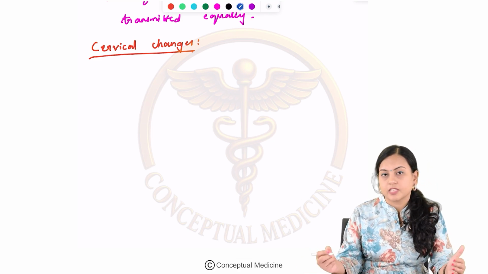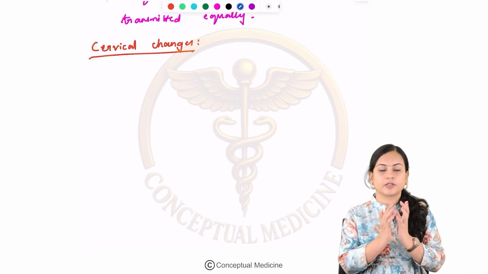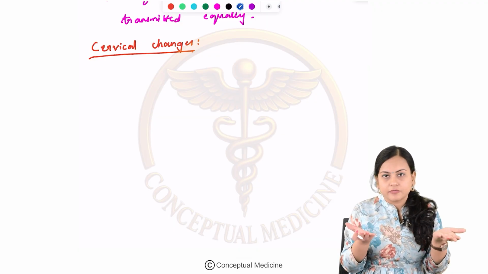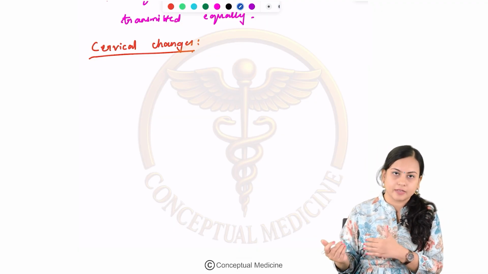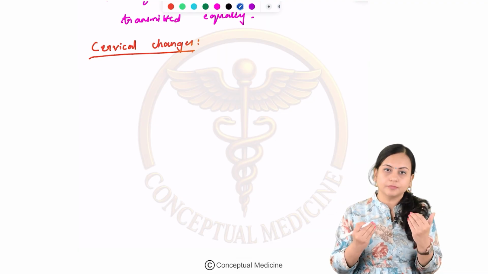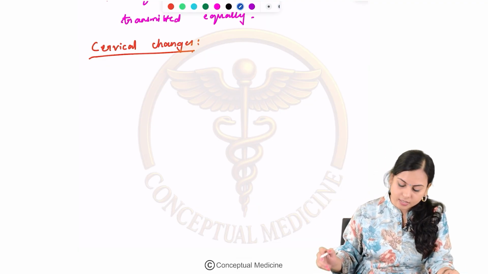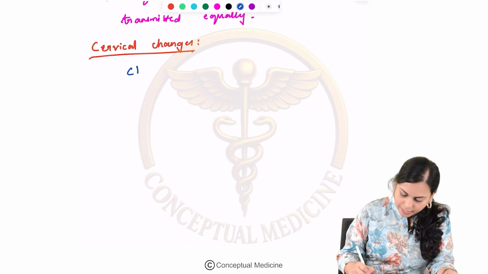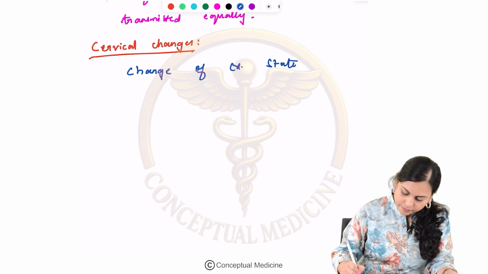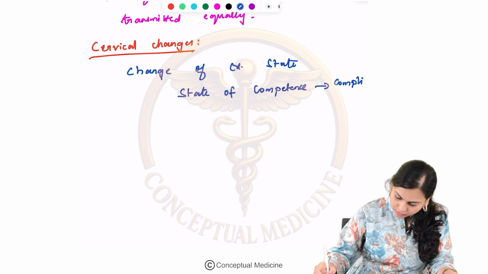See, cervical changes. In the first phase, there was a stage of competence, right? So, it is going to make changes, but it is not going to be compliant enough to allow the fetus for delivery. But what is going to happen here is, there will be some changes in the cervix that will be preparing the cervix to allow cervical dilatation and effacement for allowing delivery of the fetus, right? So, there is change of cervical state from state of competence to compliance.